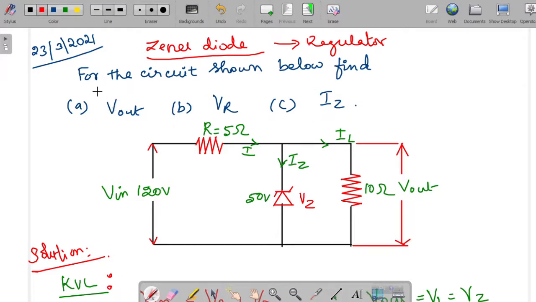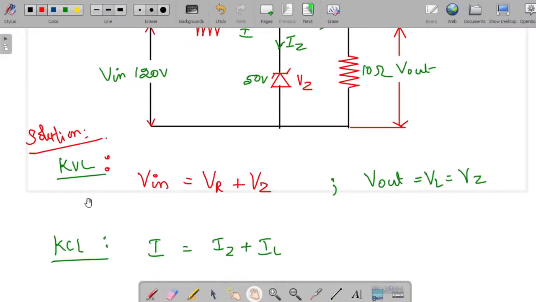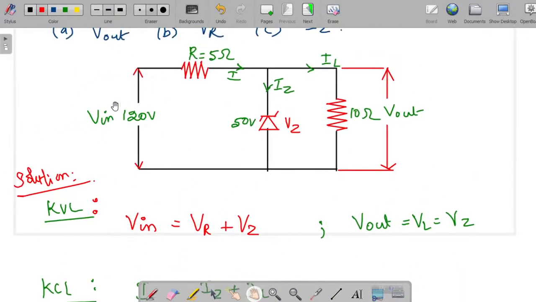So the first problem is: for the circuit shown below, find the V out, VR and IZ. V out is the output voltage, VR is the voltage across this resistance, and IZ is the current which is flowing through this Zener diode. These three are asked. So first you should know this KVL and the KCL related to this circuit.